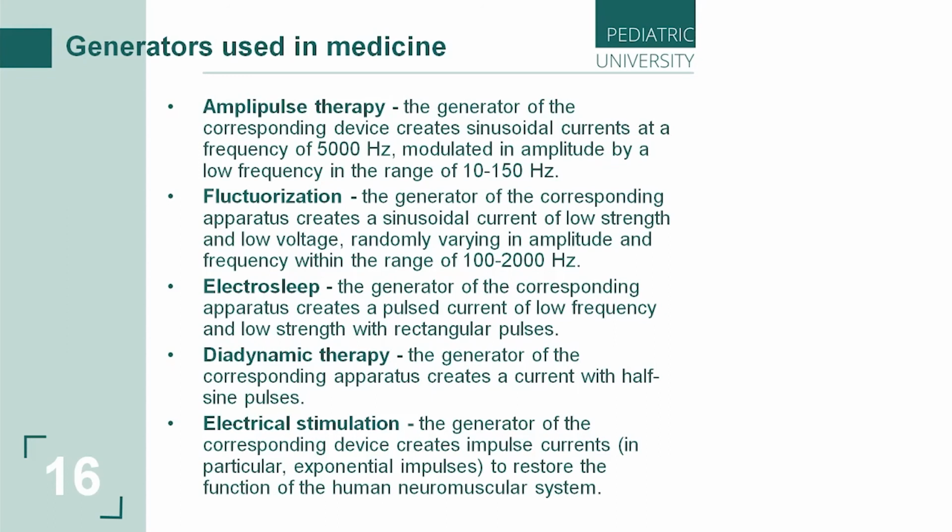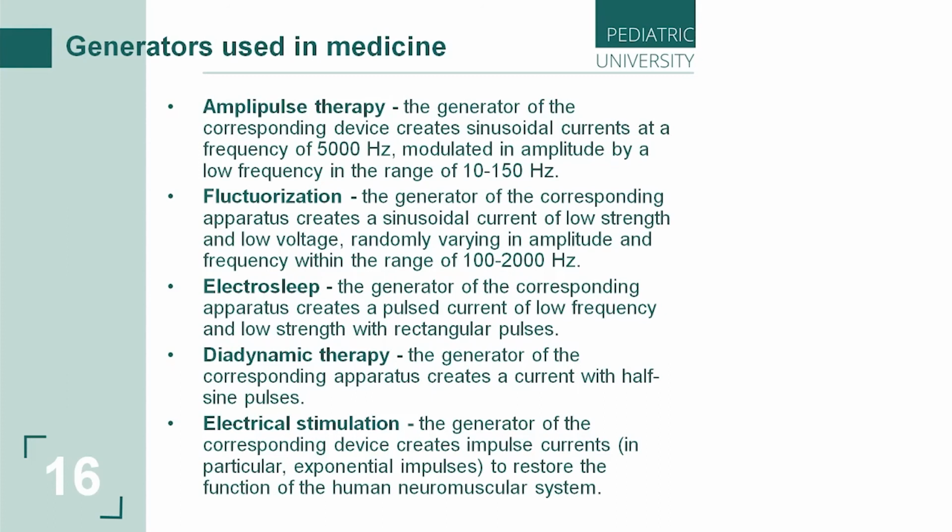What is this? The generator of the corresponding device creates sinusoidal currents at a frequency of 5,000 Hz, modulated in amplitude by a low frequency in the range from 10 to 150 Hz.